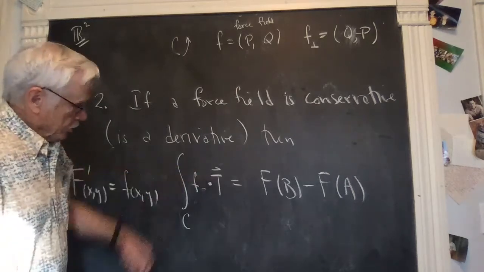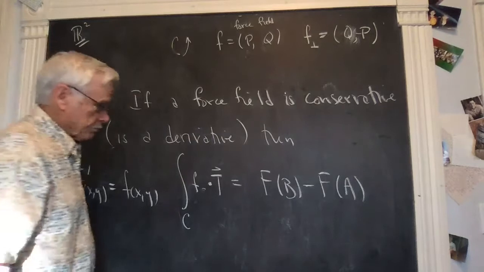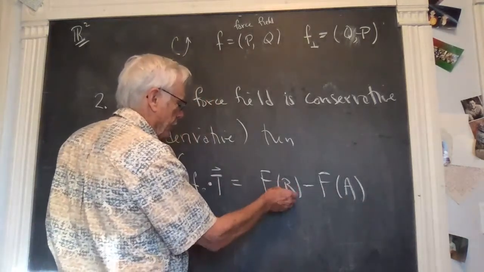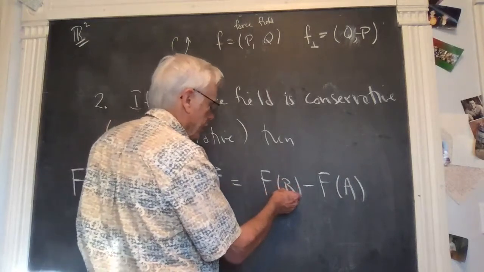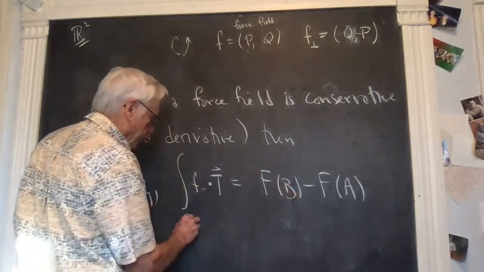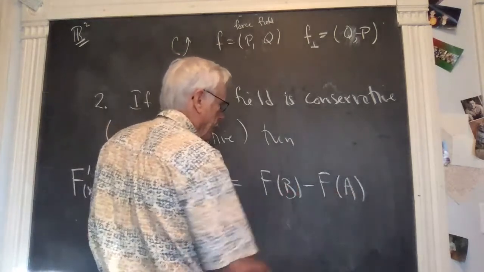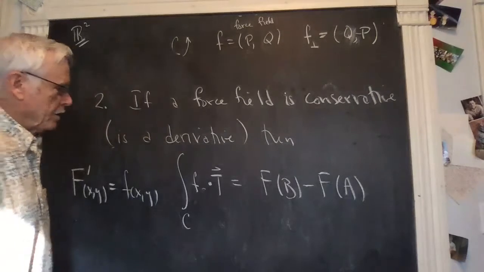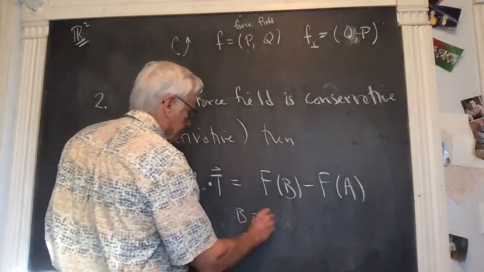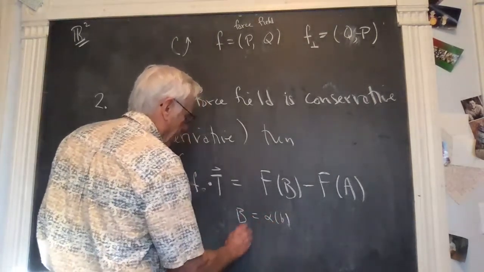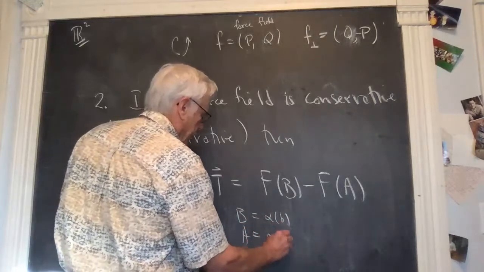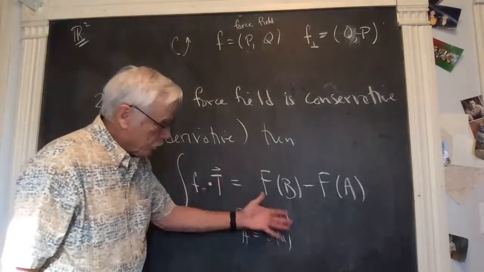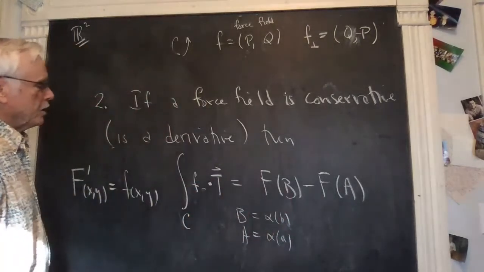And this integral is just like in calculus, it's the antiderivative evaluated at b, the terminating point of C, minus F of a, where a is the initial point of C. So b is alpha of little b and a is alpha of little a, where the domain of alpha is [a, b], if you had a parameterization. But here you don't need a parameterization.